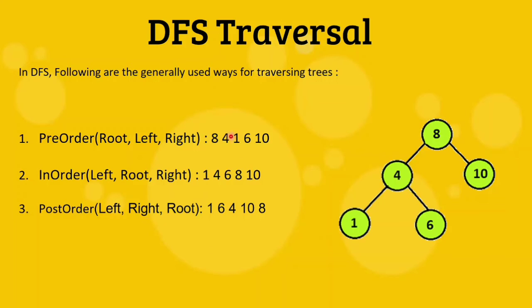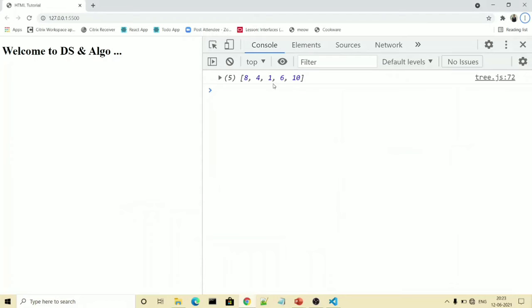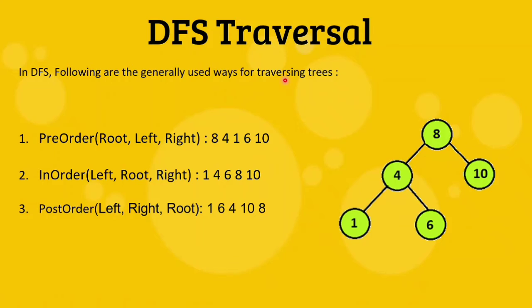So the output should be 8, 4, 1, 6, 10. 8, 4, 1, 6, 10. That is perfectly correct. So in this, our pre-order is completely right. Once our pre-order is done, in-order and post-order are very easy and very simple.